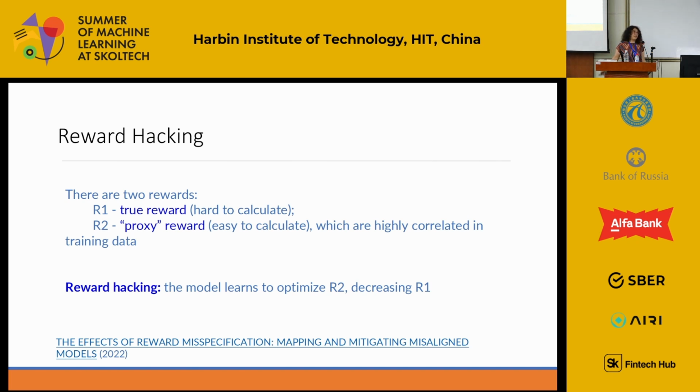The simplest example is mathematical tasks. We want to get a correct solution, but we reward a correct answer. Those are different things, right? So the model can actually be trained to somehow guess the answer without a correct proof. The model can be trained to optimize the proxy reward and decrease the real reward. That's called reward hacking.